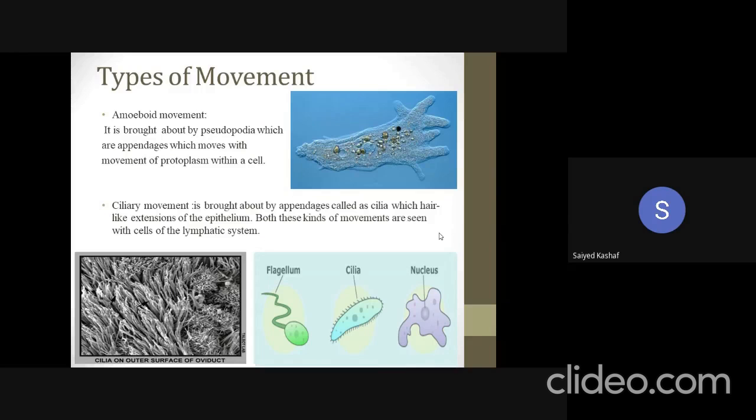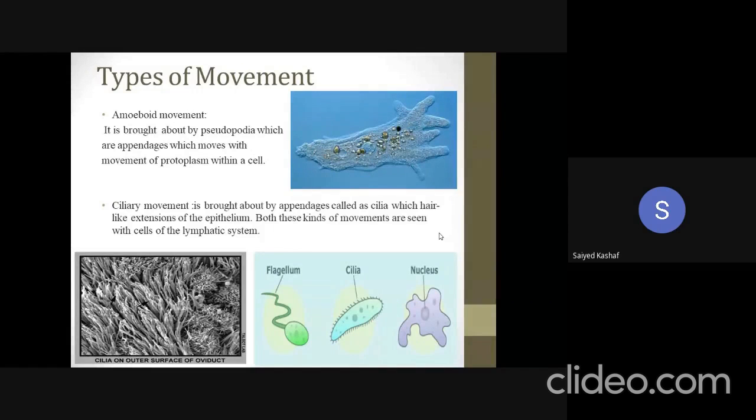So we will discuss the types of movement, right? Here we are talking about higher organisms like humans, so we are mainly focusing on human-based movement only. The cells of the human body exhibit three main types of movement, namely amoeboid, ciliary and muscular. First of all, we will discuss amoeboid movement.